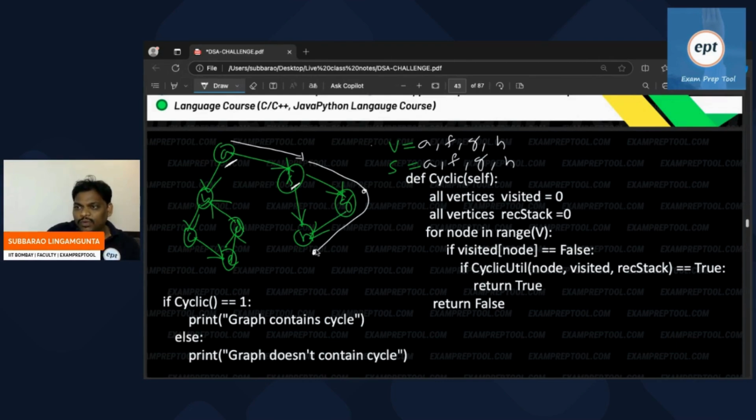I am at H now. Listen, H adjacent no one. Everyone observe, H adjacent is no one, because you cannot go this side. From H you cannot go to F, because see the direction. Because you cannot go, you have to backtrack. Remember, backtrack means pop. So it is popped out.